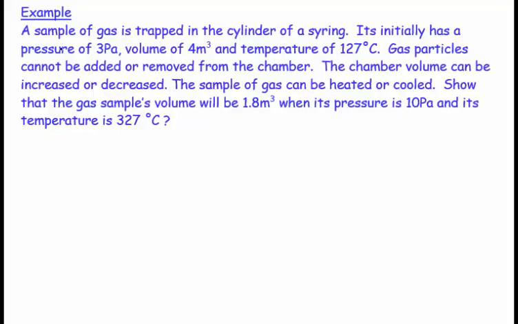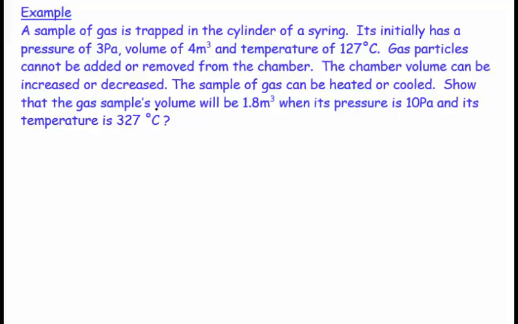Welcome. This question says a sample of gas is trapped in the cylinder of a syringe. It initially has a pressure of 3 Pascal and a volume of 4 cubic meters. Temperature is 127 degrees C. Gas particles cannot be added or removed from the chamber. The chamber volume can be increased or decreased. The sample of the gas can be heated or cooled.